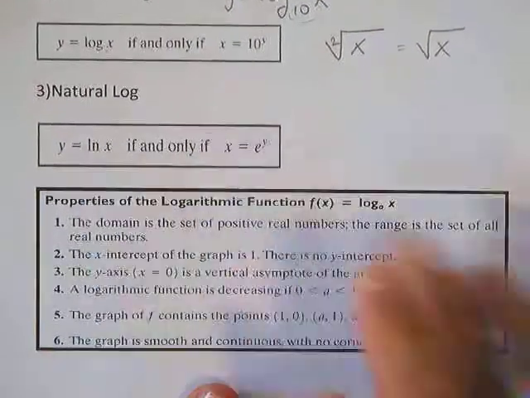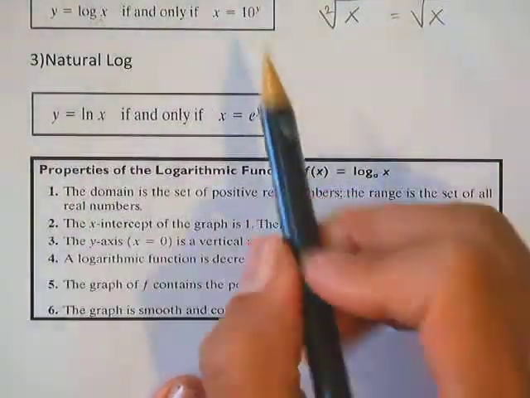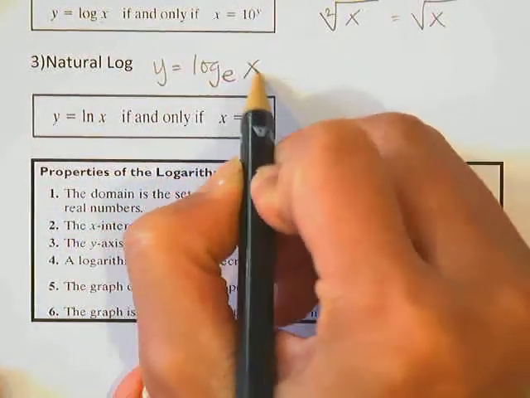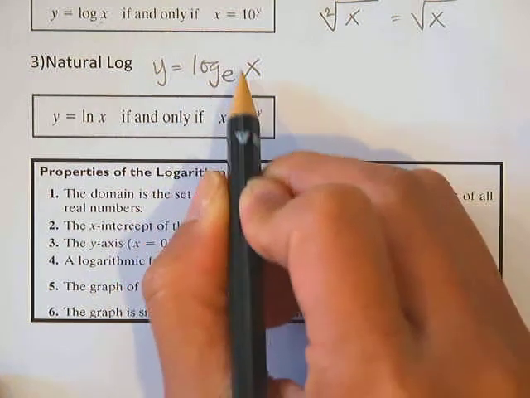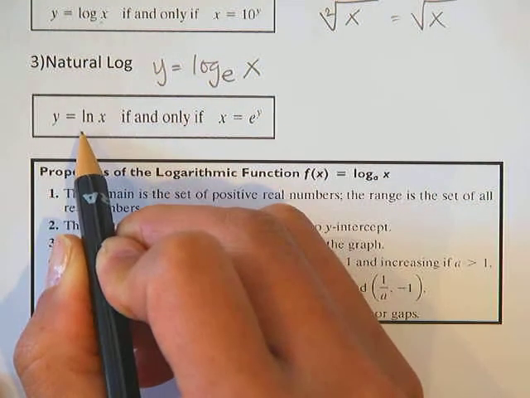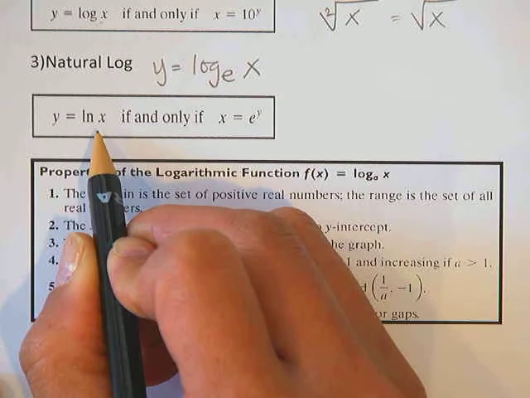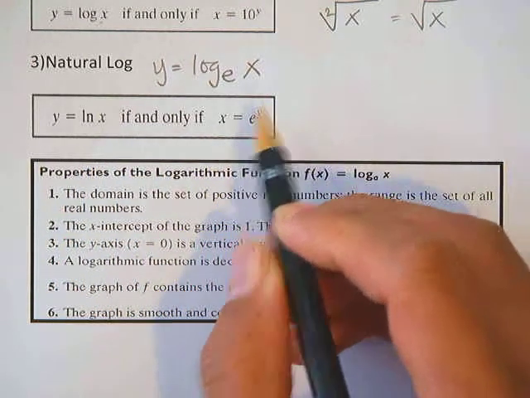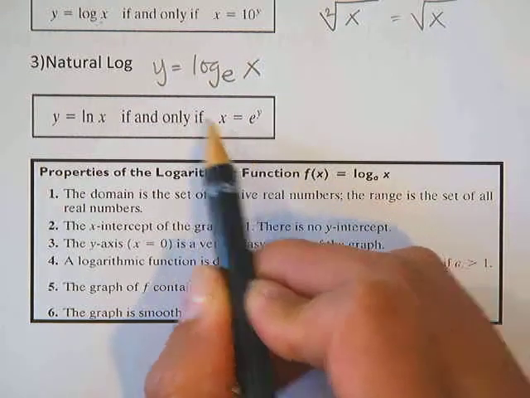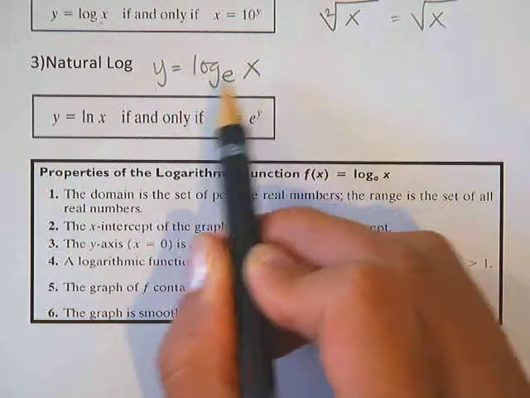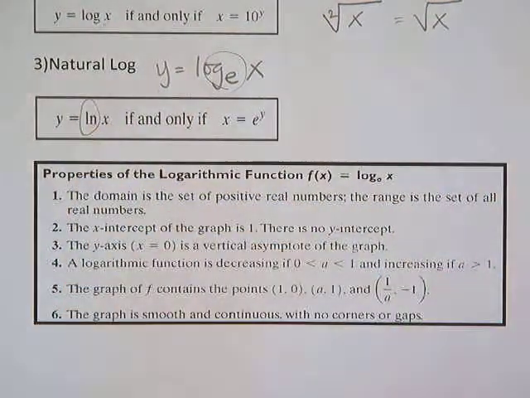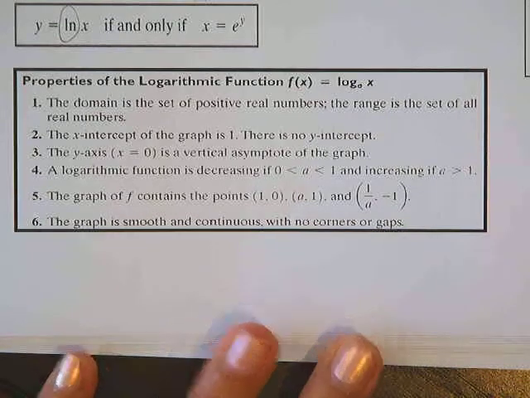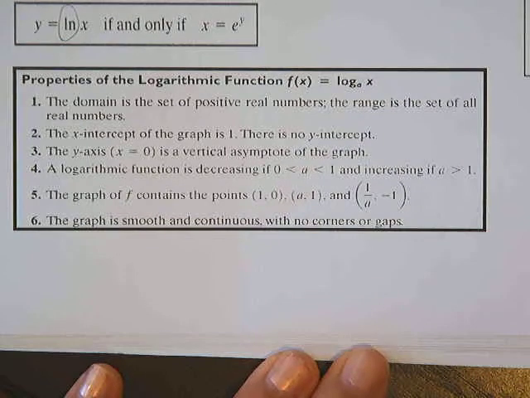Natural log has a base e. So natural log is y equals log base e of x. Log base e is rewritten as ln of x, if and only if x equals e to the y. So when you rewrite it in terms of log, it's y equals log base e of x, and log base e becomes ln.